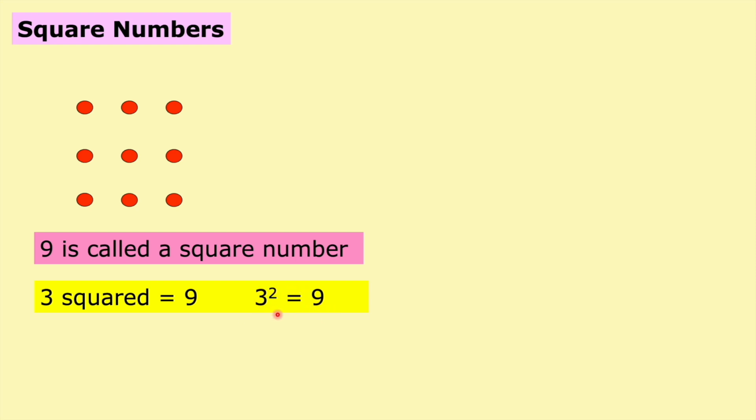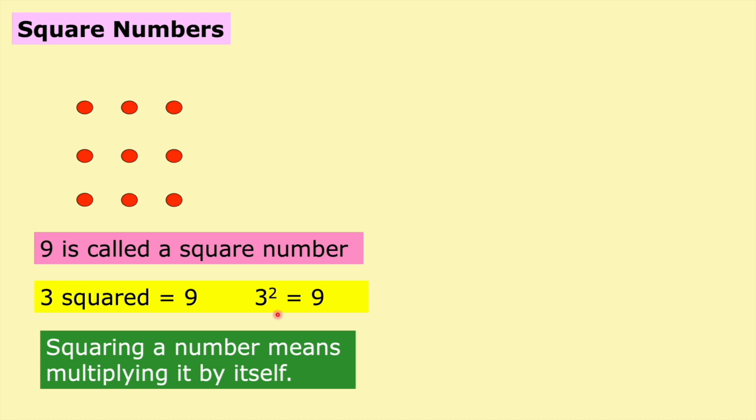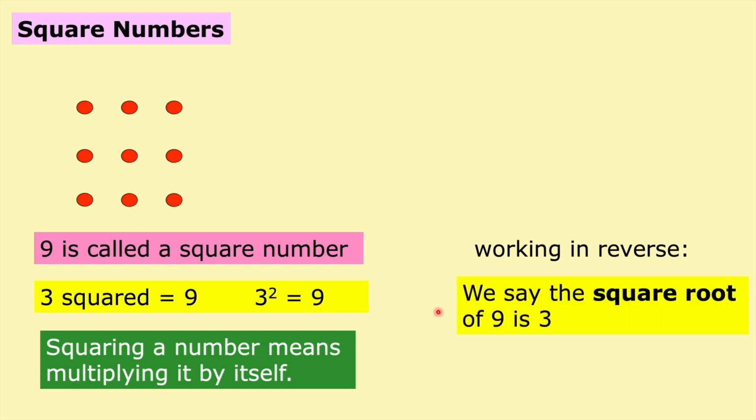So that means 3 times 3. And so squaring numbers means multiplying it by itself. So take any number, multiply it by itself, and you will get a square number. Now, if you were working in reverse, so let's say we were trying to find what the square root of 9 is. The opposite of squaring something is called the square root. So if you were asked, the square root of 9 is 3, we're thinking, what times by itself gives us 9? And it can be written with this little symbol here. So the square root of 9 equals 3.